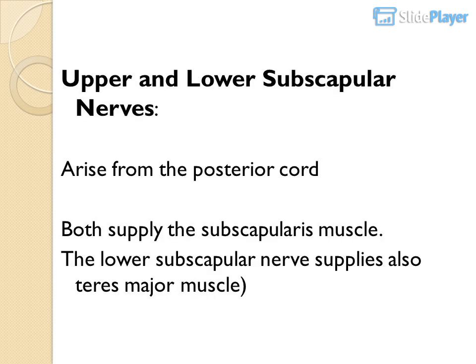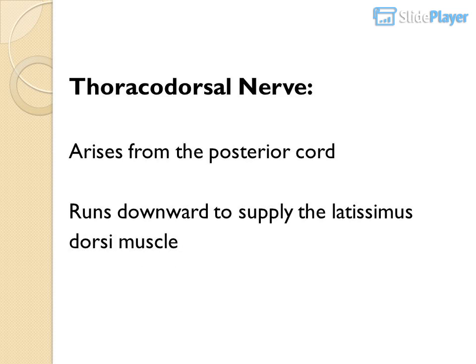Upper and lower subscapular nerves arise from the posterior cord. Both supply the subscapularis muscle. The lower subscapular nerve also supplies the teres major muscle. Thoracodorsal nerve arises from the posterior cord. Runs downward to supply the latissimus dorsi muscle.